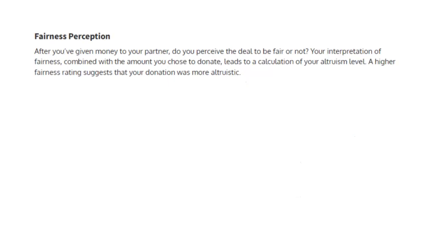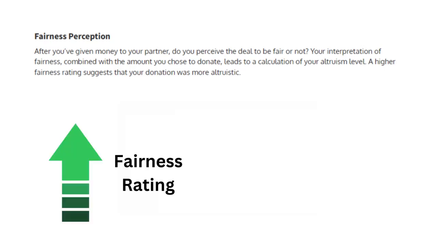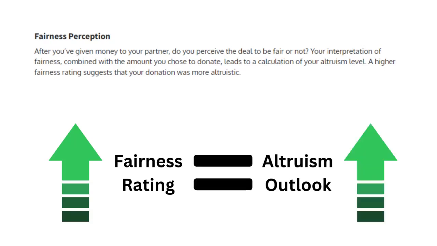Fairness perception is measured by the questionnaire afterwards. Your interpretation of the transaction's fairness, combined with the amount you shared, all correlate with your altruism level. The higher your fairness rating is, the more altruistic your outlook.